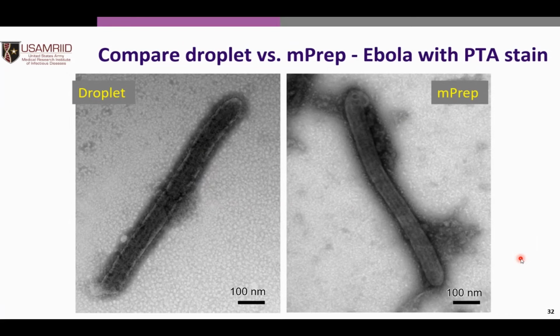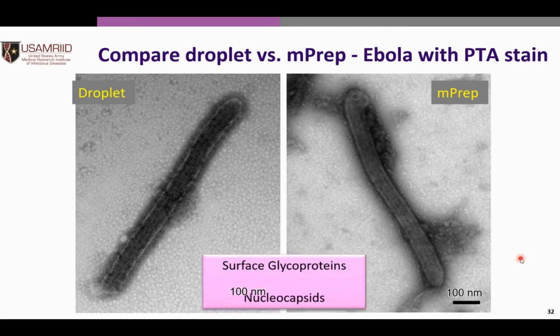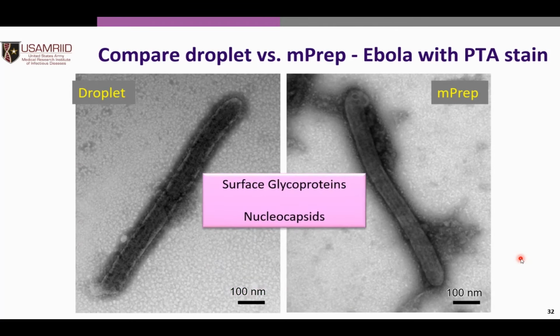This sample we were using is a strain of Ebola virus, and we were really quite happy with the quality of staining for both samples. We got the contrast we needed. You can see the little glycoproteins on the sides of the virus and the nucleocapsid. And we felt like the quality was quite equivalent between mPrep and the droplet method.